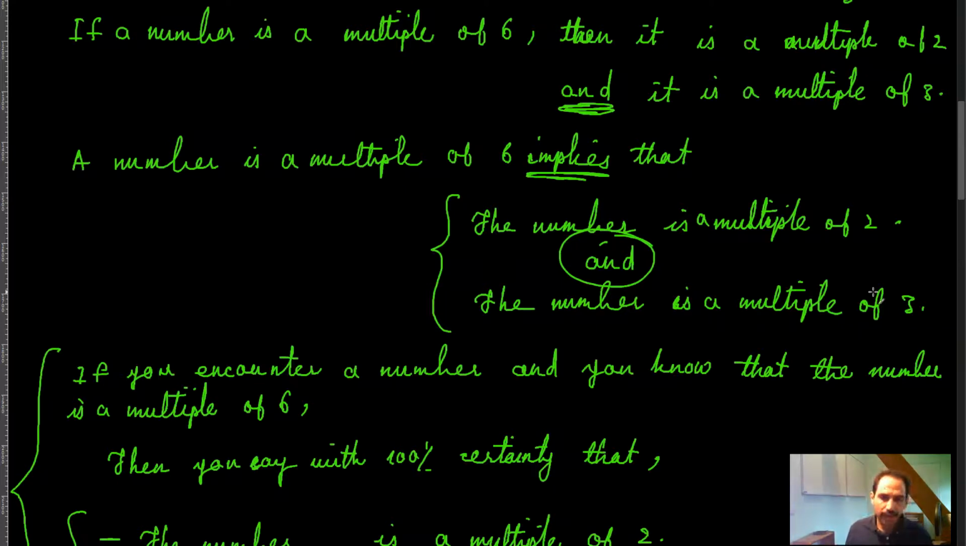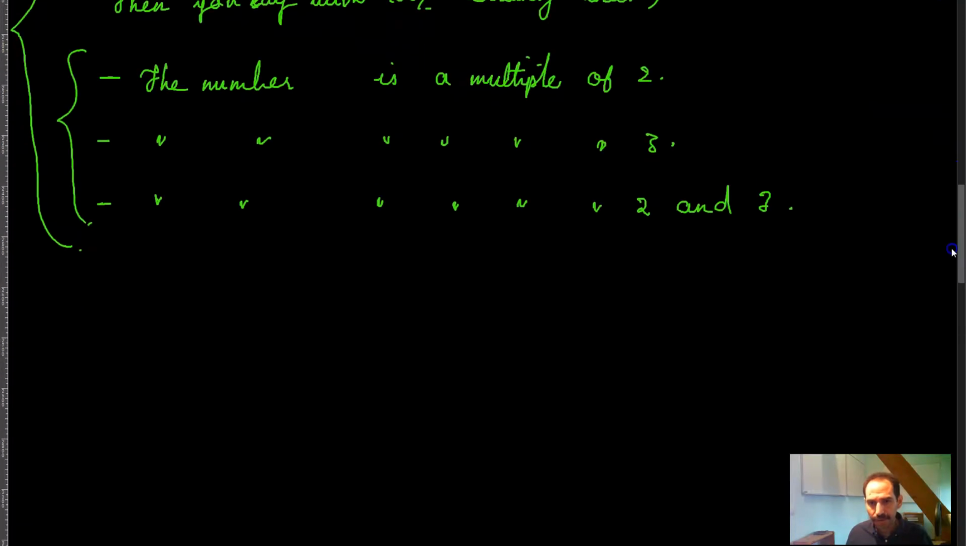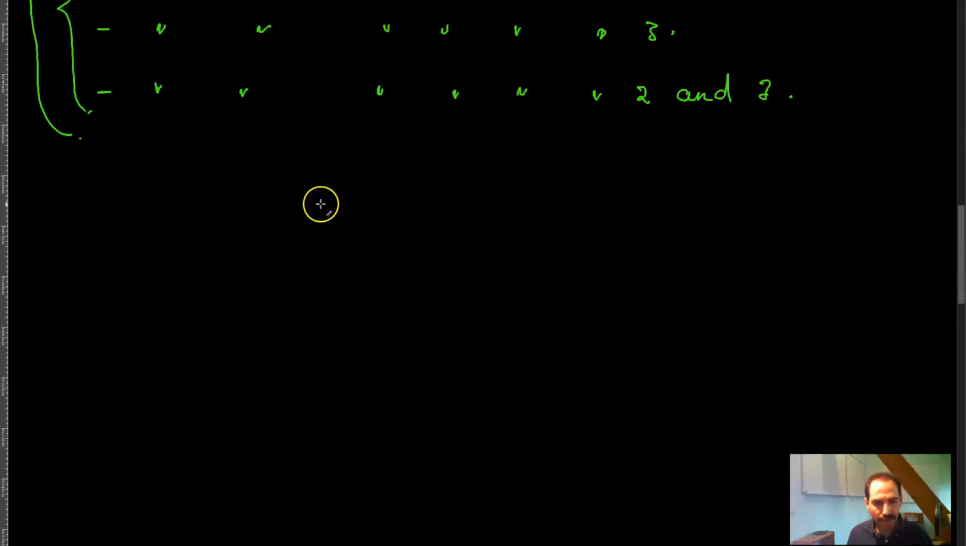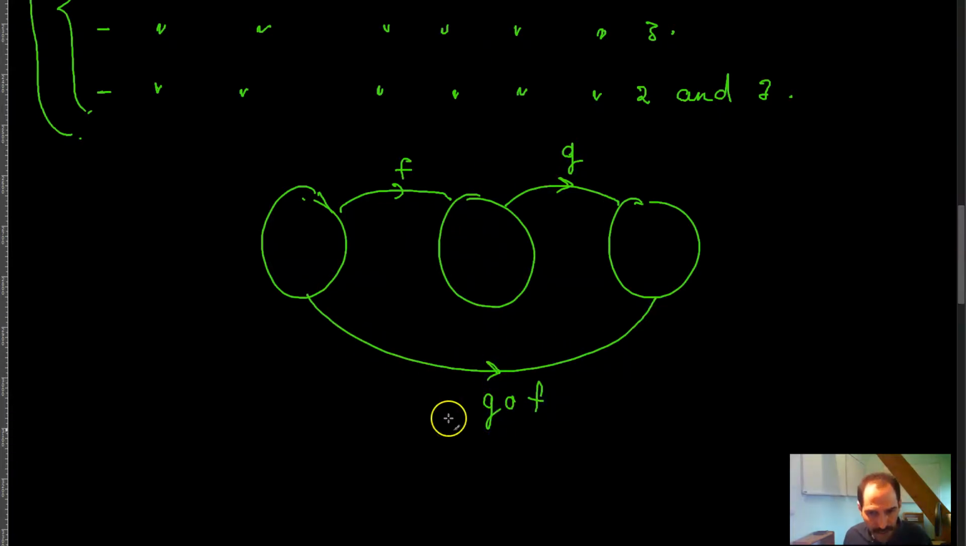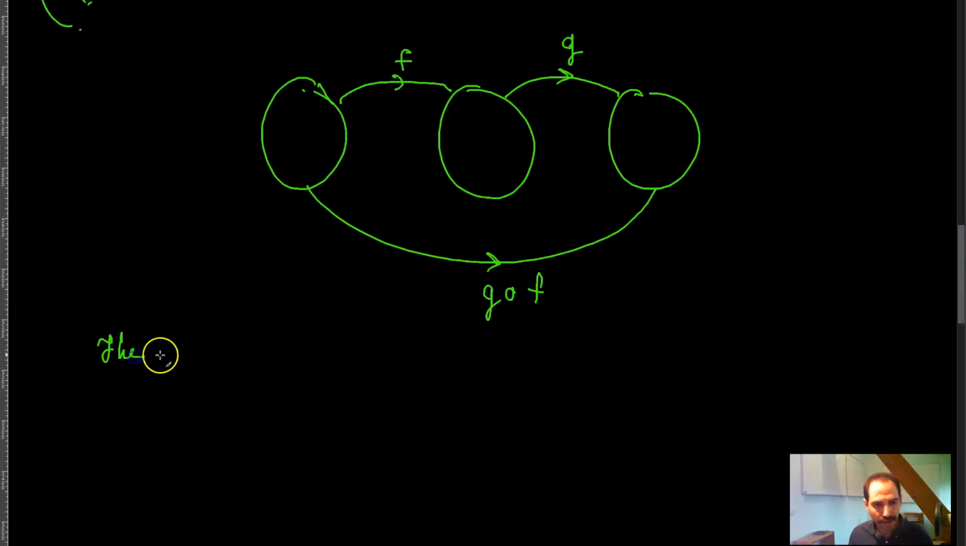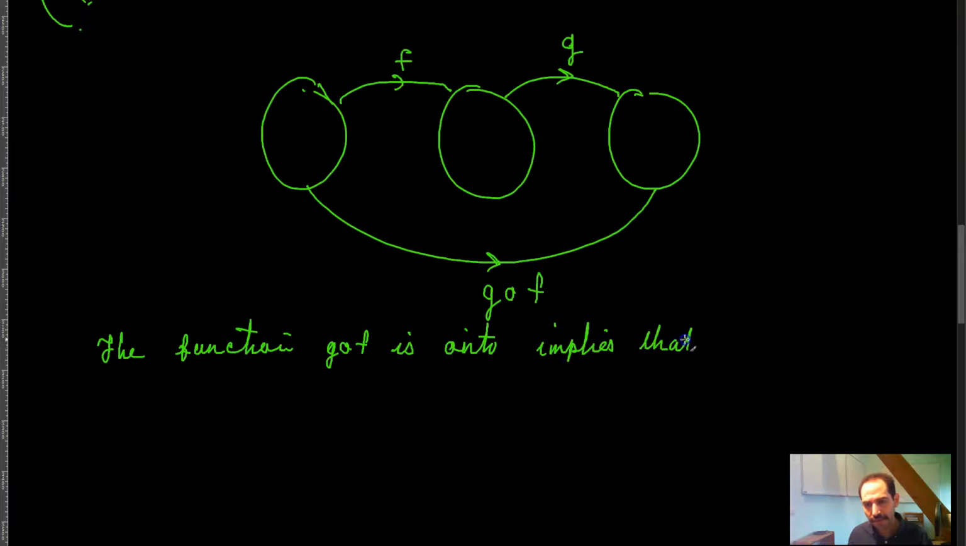Coming back to the example that we had before, we said that if we have set A, set B and set C, and we have a function f, and some other function g, and we have another function g∘f, the composite function based on f and g, then you can say that if the function g∘f is onto, that implies that g is onto.